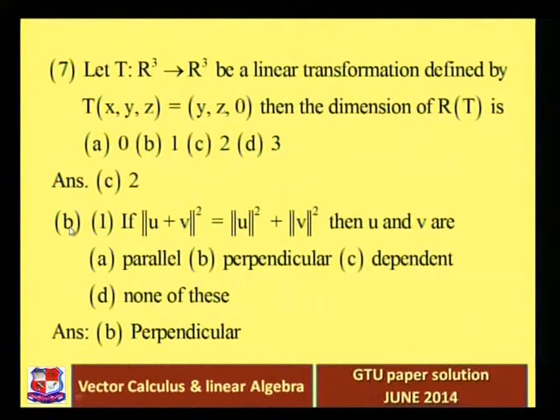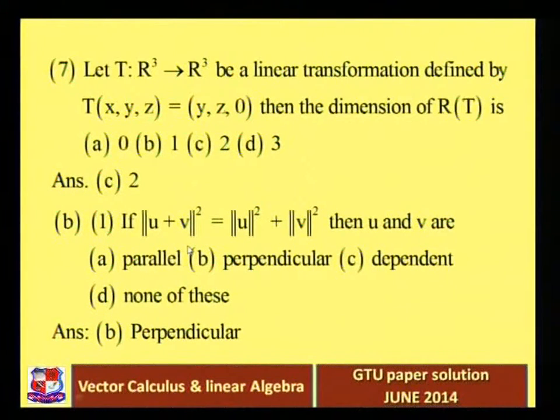Now question number B, there are 7 questions. Now another 7 questions. Question 1B: if norm u plus v square is equal to norm u square plus norm v square, then u and v are: A parallel, B perpendicular, C dependent, or D none of this. The answer is perpendicular. Why?